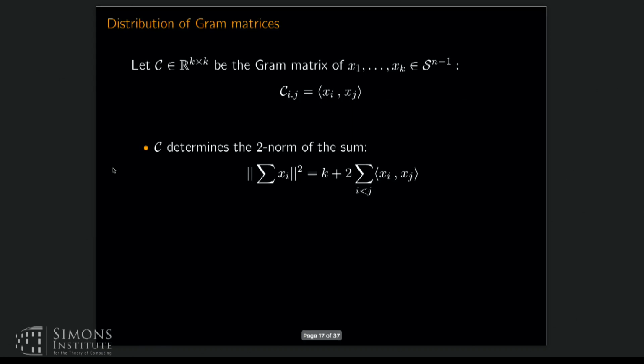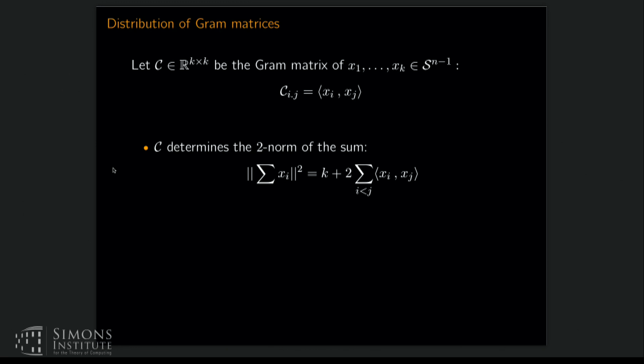One thing to notice about why this is a useful notion, first of all, is that it determines the norm of a sum. Imagine I want to sum the two vectors x1 and x2. The norm of x1 plus x2 is determined by the Gram matrix in the following form. If you just open the norm, for k equals 2, it is 2 plus twice the inner product of x1, x2. Of course, you can extend it to k.